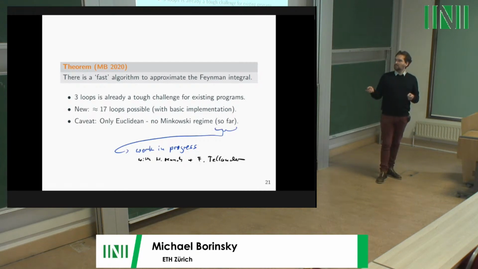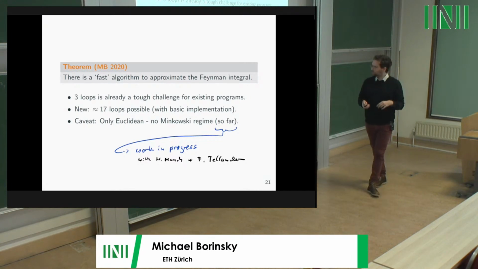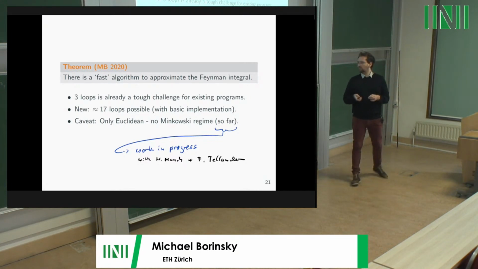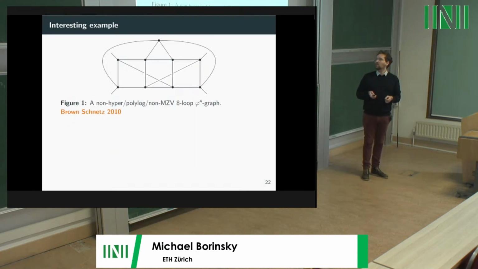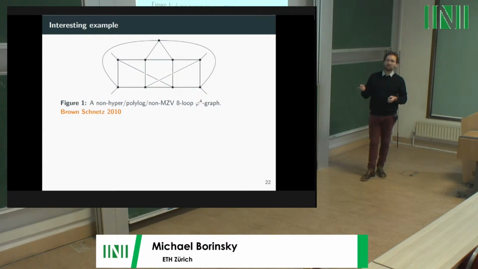Yeah, so the caveat is that so far only Euclidean and no Minkowski external parameters, but this is an ongoing work in progress, and so far we have very good results, so this is going to be finished soon. Here's an example that is mathematically quite interesting. This is an 8-loop Feynman integral, or Feynman graph.